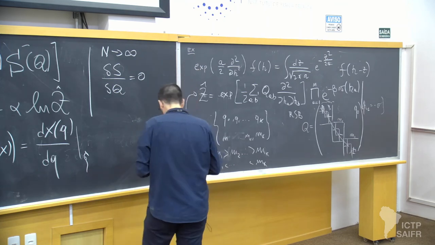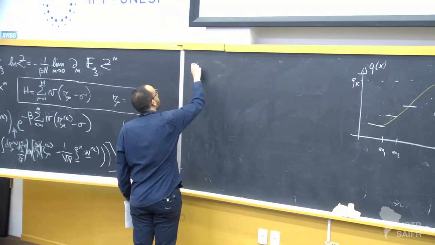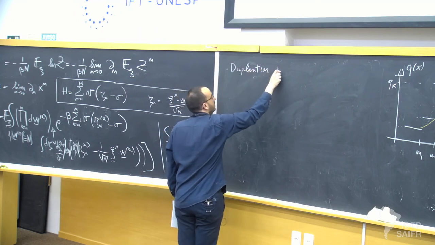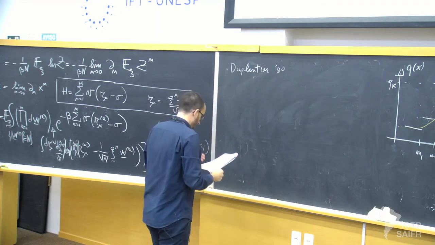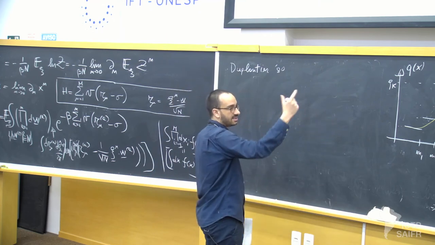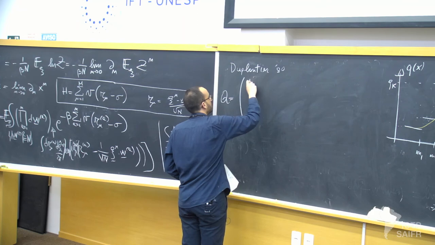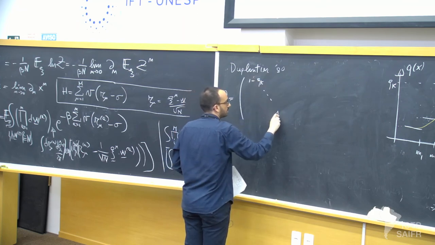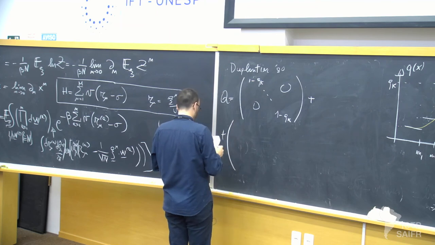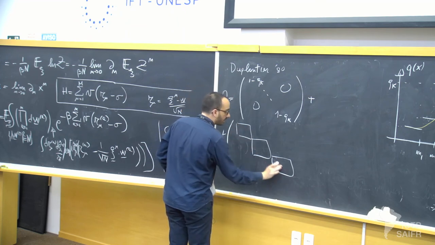So how do I do? I will follow a strategy that was proposed by Duplantier in the 80s. I don't remember which year, I'm sorry. So I can rewrite this matrix that has this block structure in the following form. The matrix Q can be rewritten as 1 minus q_K and 0 outside, plus, here this block is full. There is no diagonal now.